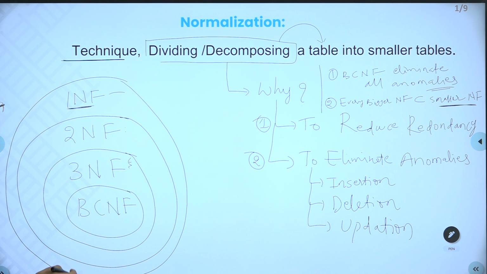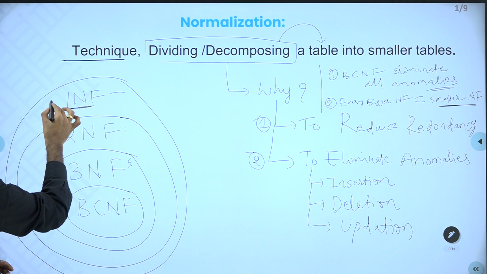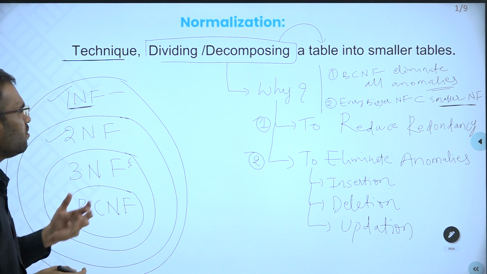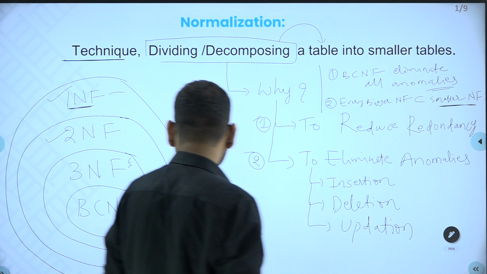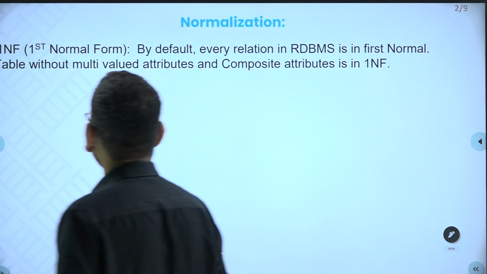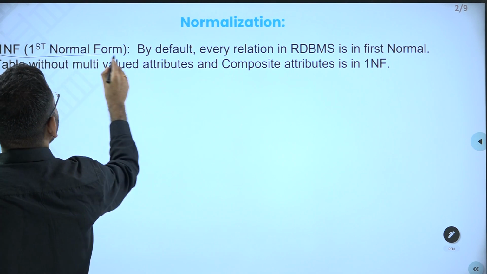Okay, my dear friends, now we will see the normal forms one by one. First we will see first normal form, second normal form, then third normal form, and then BCNF. Okay, let us go to the next slide. First normal form. Here we are seeing first normal form.